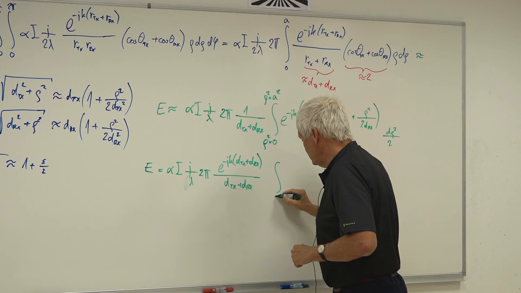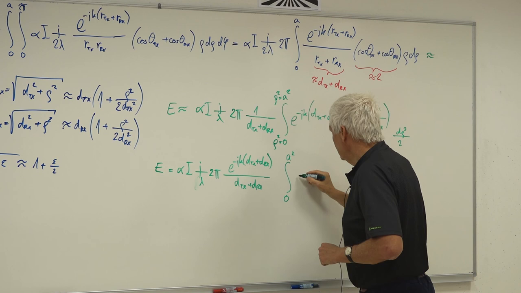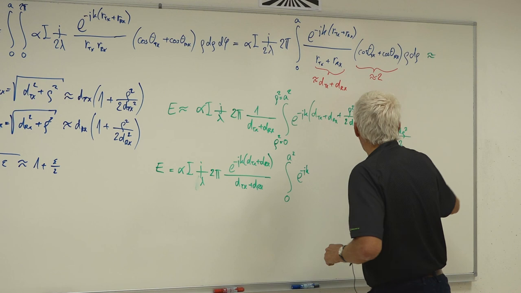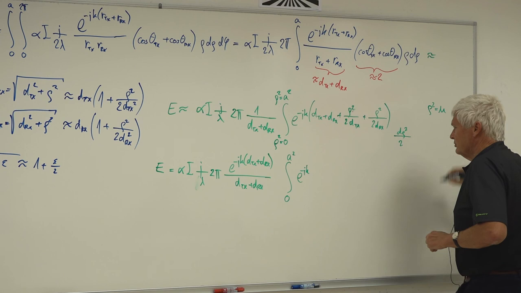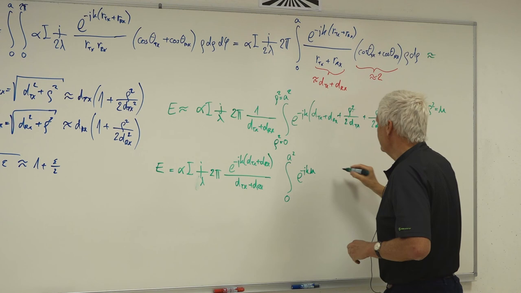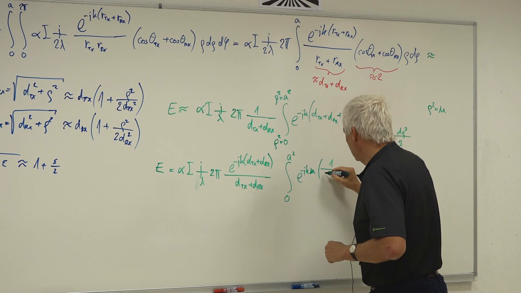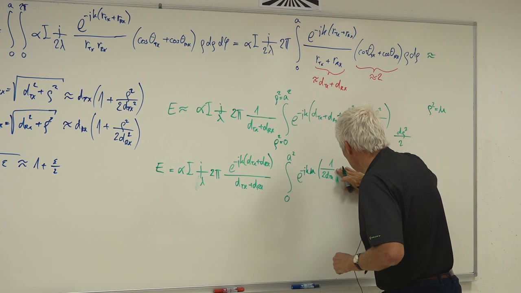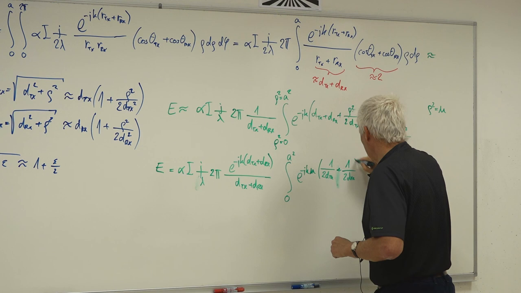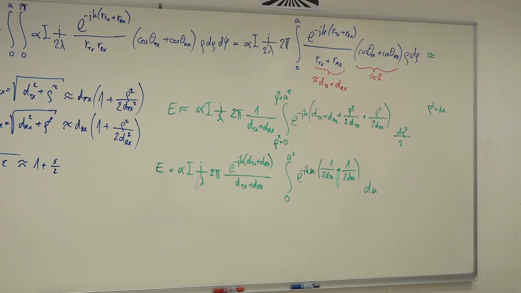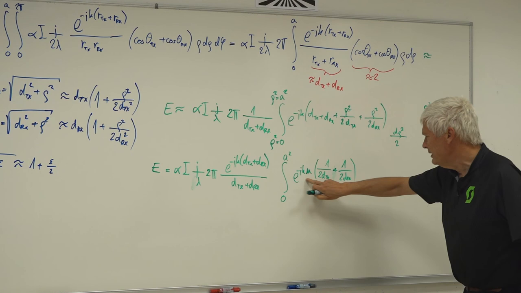The integral going from 0 to a squared of e to the minus jk. Let's denote rho squared a new variable u, so I don't have problems here. I have jk u. And now I have 1 over 2 dtx plus 1 over 2 drx, u du. And this is maybe simpler to integrate. It's a simple exponent function over u, so it's simple to integrate this thing.